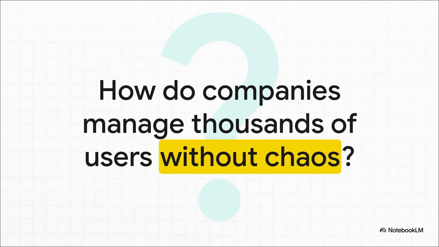Seriously, have you ever stopped to think about this? You've got these giant companies, right? We're talking 10,000 computers, 10,000 employees. How on earth do they manage all that without it just descending into total chaos? I mean, keeping track of every single person, every computer, every printer, and making sure the right people can access the right files while keeping the wrong people out? It sounds like an impossible task.